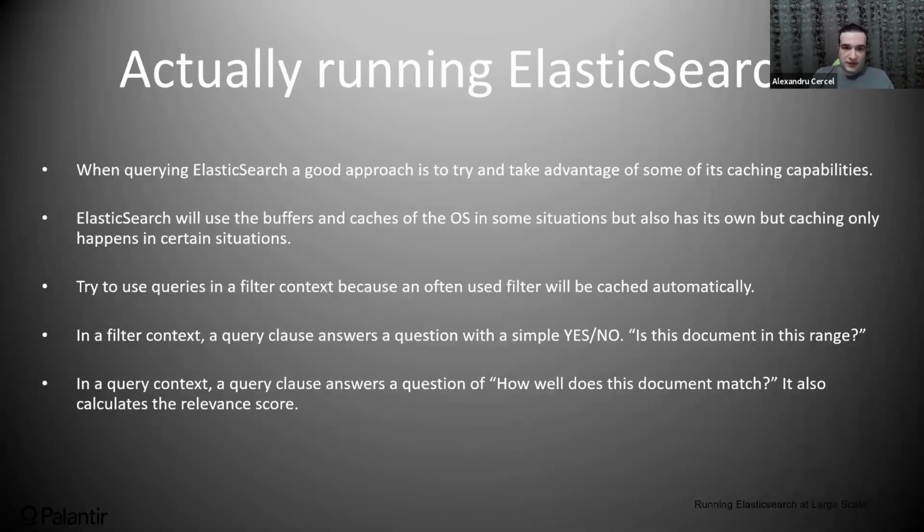When querying Elasticsearch, a good approach is to take advantage of its caching capabilities. You do this by using filter context as much as you can, because these are easily cacheable. The filter context is answering a simple yes or no question, whereas query context is going to answer how well the document matches your search.